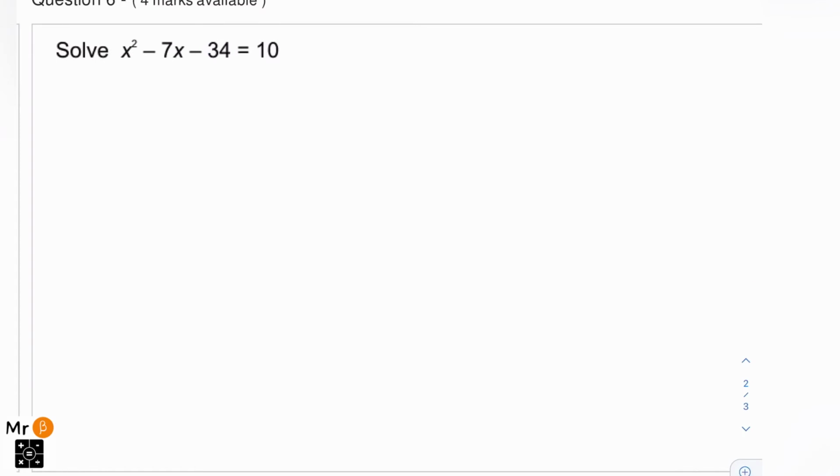Okay, so having a look at question 6, you will notice that this question is presented slightly differently to how you've seen it before. You've got this additional equals 10 on the end, and we know that we've been solving all of these quadratics previously when it's equal to 0. So actually the first step you need to do when you complete this question is make sure that it does equal 0. So you're going to subtract 10 from both sides.